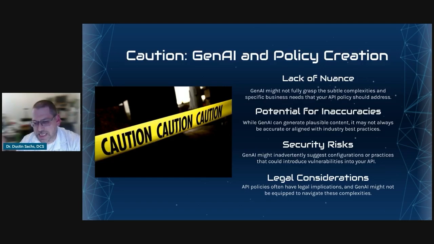Gen AI is not going to fully grasp the subtle complexities and the specific business needs that your API policy should address. So remember, at the beginning, we talked about the need for the API policy to help with aligning with the business's goals. Gen AI is not going to have that level of knowledge and nuance about your business. It's going to create something that is one size fits all.